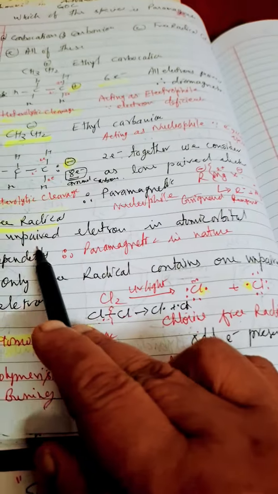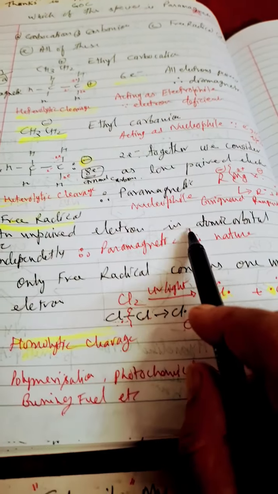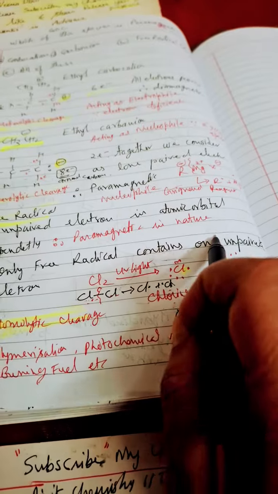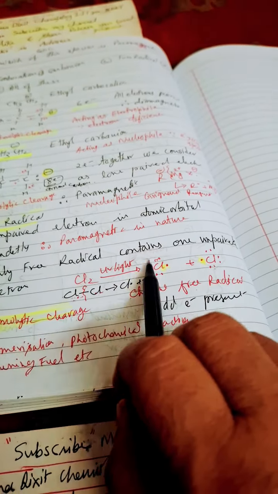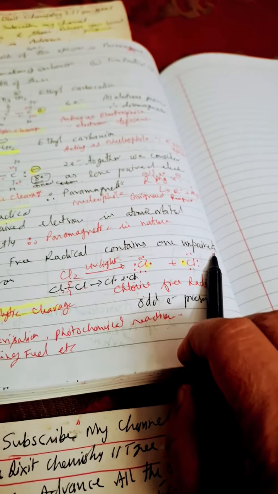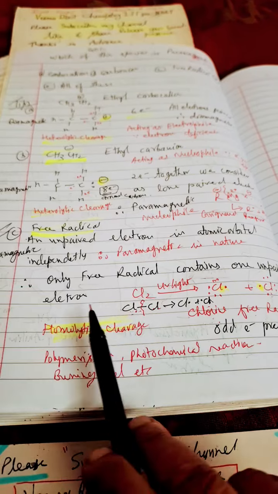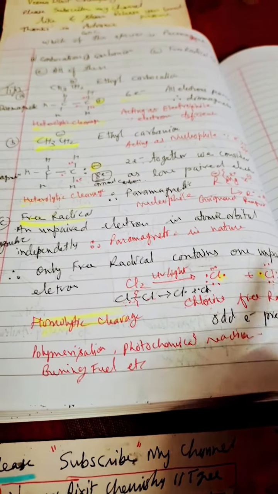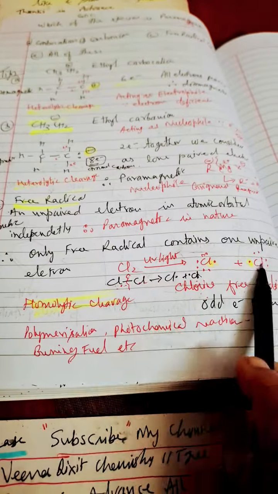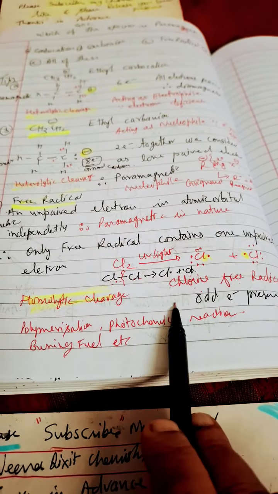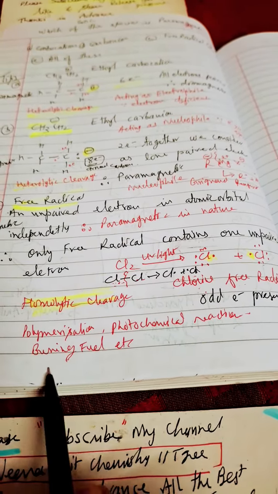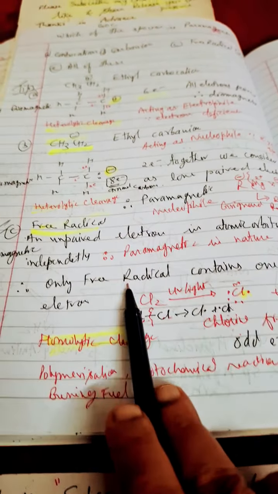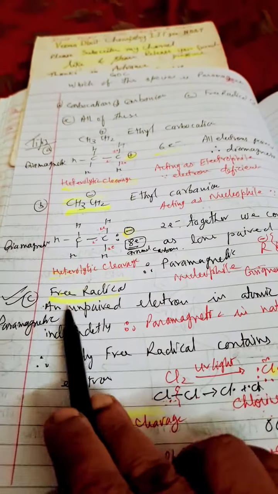So the species which have an unpaired electron in an atomic orbital, and are independent, are paramagnetic in nature. Only a free radical contains one unpaired electron. That is why we call it a free radical, because it is free to independently react, a highly reactive species formed by homolytic cleavage. Photochemical reactions, fuel burning, and polymerization, they play a very important role. So answer C is correct, that is, free radical.